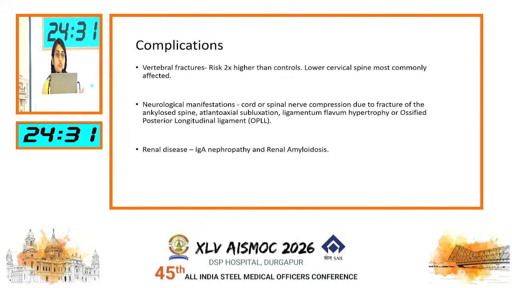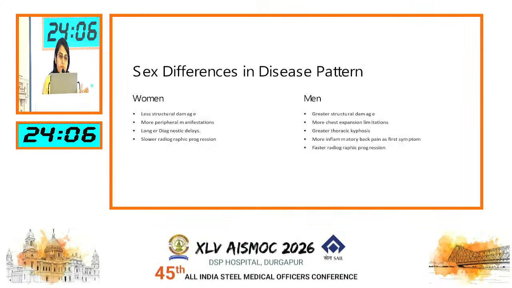Second is neurological manifestations. Many a times we see AS patients getting admitted with paraparesis, monoparesis. So there are multiple causes because of which there may be cord or spinal nerve compression, maybe due to a fracture, maybe ligamentum flavum hypertrophy, OPLL, atlantoaxial subluxation, etc. Less common, renal diseases like IgA nephropathy and renal amyloidosis we also get to see.